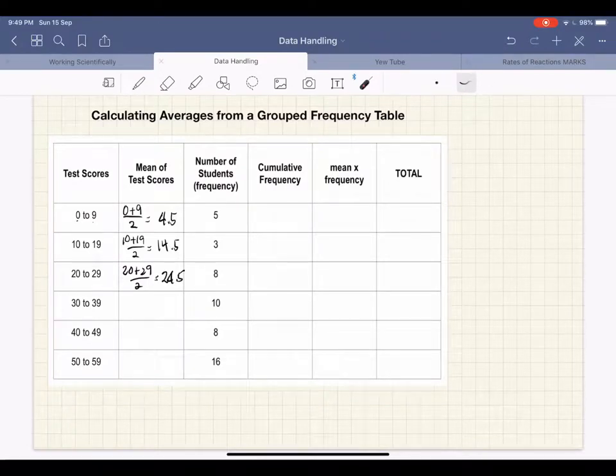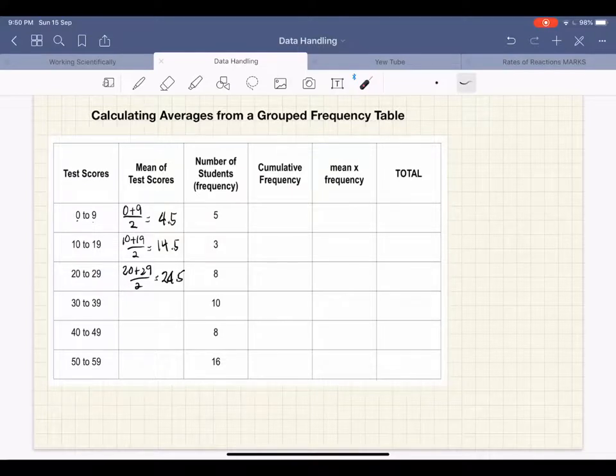Okay, each mean goes up by 10. Now, why is that? Let's figure things out. Now, if you look here, 0 to 9, what is the width? Okay, so it's 0, 1, 2, 3, 4, 5, 6, 7, 8, 9, or 1, 2, 3, 4, 5, 6, 7, 8, 9, 10 values. So we know that the width of this class is 10. This is 10, this is 10, and so on.